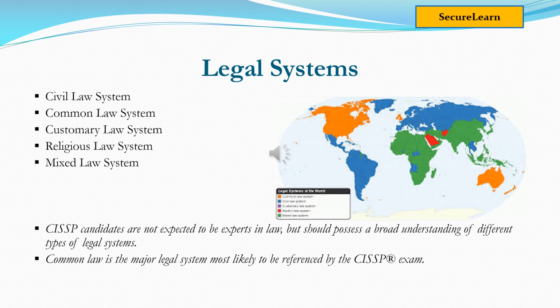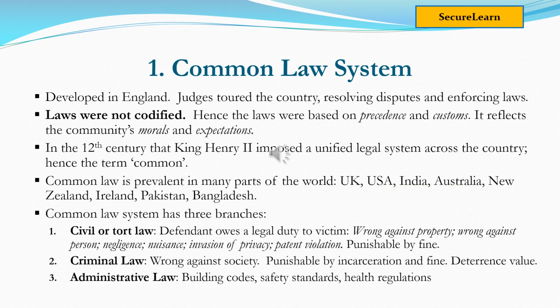There are different types of legal systems in the world: civil law system, common law system, customary law system, religious law system, and mixed law system. Remember, as a CISSP candidate, you are not expected to be an expert in law, but you should possess a broad understanding of the different types of legal systems. Let us now turn to the common law system.